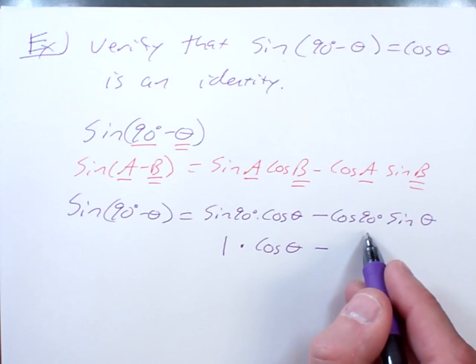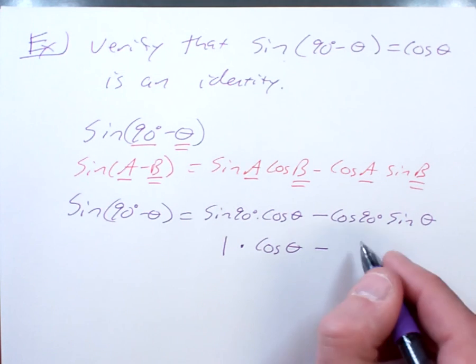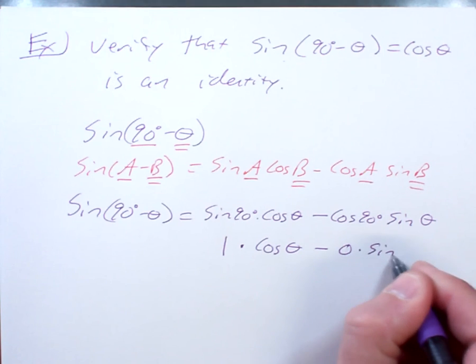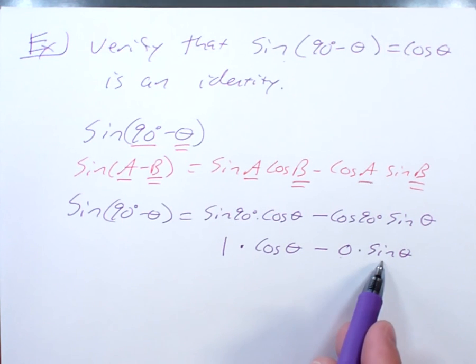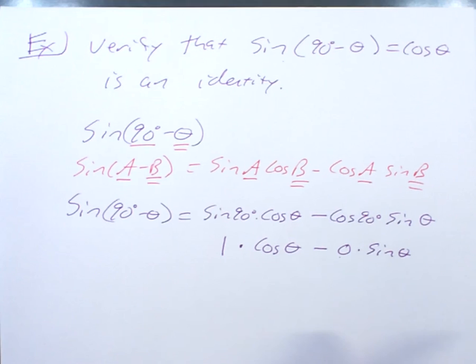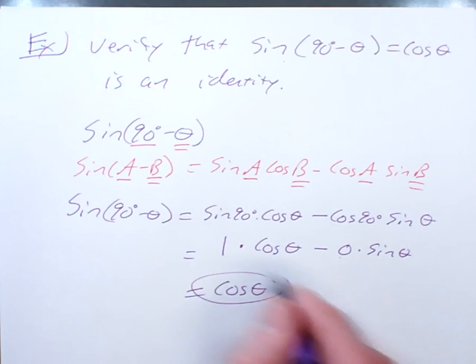Minus. What's the cosine of 90? 0. Times sine theta. Well, 0 times anything is 0. So what happens to that? Gone, and 1 times cosine theta is just cosine theta. And you're done. That's what you're supposed to get.